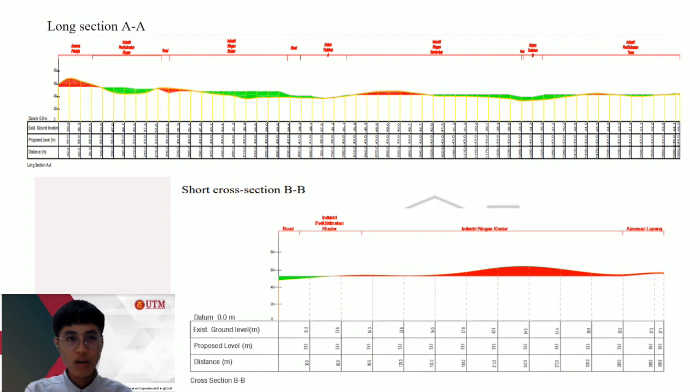The long and short cross-sections show the profile of existing and proposed level at each section. The cut and fill area for each section are then determined by comparing their levels, where the green color represents the fill area, while red color represents the cut area of that section. These cross-sections are useful to demonstrate how the plan of earthwork is going to be implemented on the existing ground level.